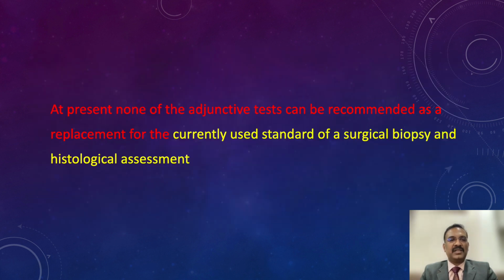It can be summarized in one line. None of the adjunctive tests, whatever we described as vital staining, the newer imaging modalities, or oral cytology, all of which are collectively the adjunctive tests, can replace the current gold standard, which is a surgical biopsy followed by meticulous histopathological examination. So where is the role of these? The gold standard remains a biopsy, and the only question is which lesions need a biopsy.